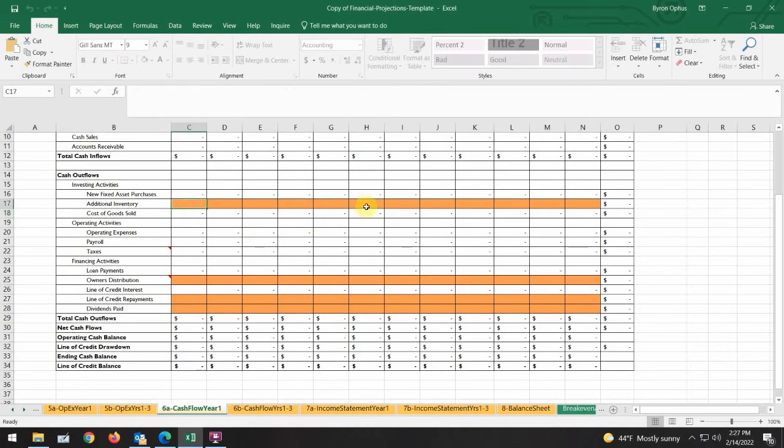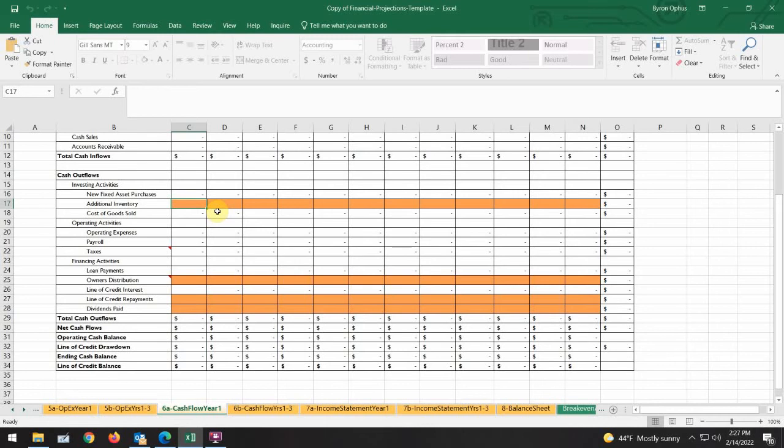So additional inventory. If you have a service business, obviously you have no inventory, so move on, right? And for most of us, we aren't going to need to put anything in here, okay? The program automatically assumes through your cost of goods sold and whatnot that your inventory is replenished as you sell it, okay? That's kind of built in.